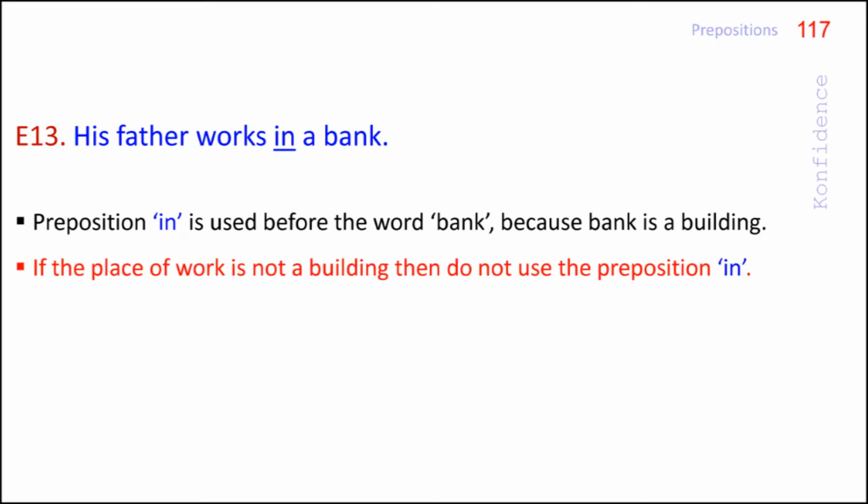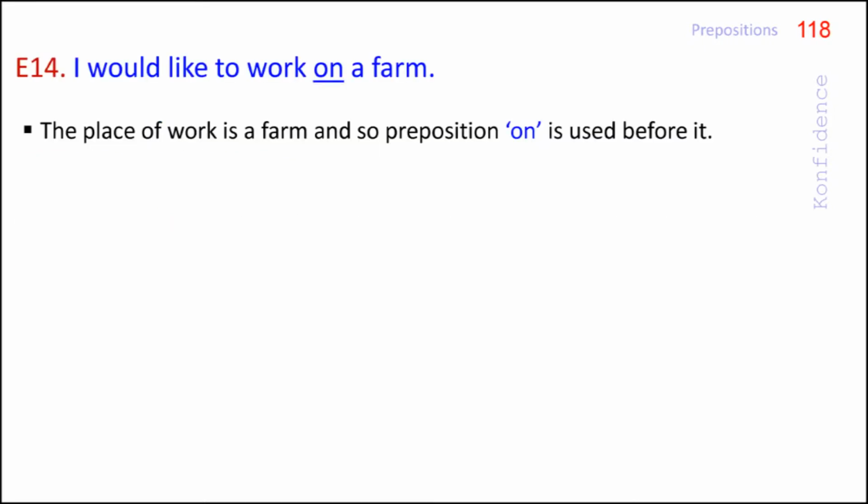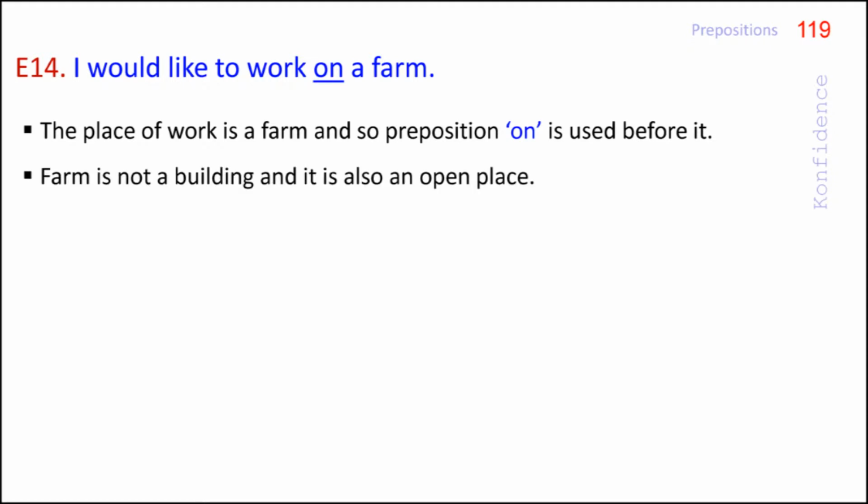But if the place of work is not a building, then we should not use the preposition in. For example, on a farm, on an estate, on a plantation, etc. See the next example. Here, the place of work is a farm and so preposition on is used before it. Farm is not a building and it is also an open space.